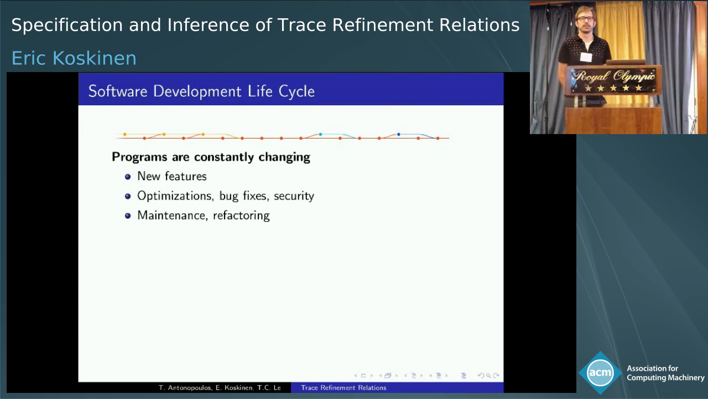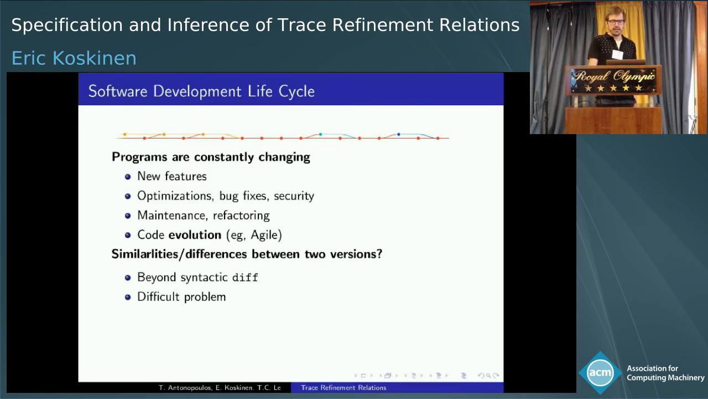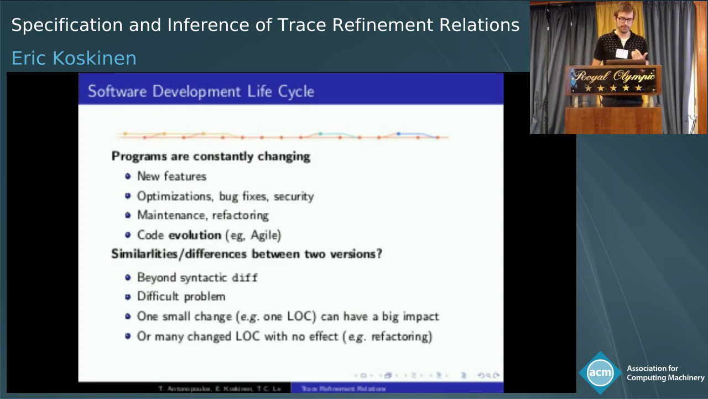So programs are constantly changing. There are new features being added, optimizations, bug fixes, but also maintenance and refactoring. And really we can think of code these days as being an evolutionary process as inspired by the agile approach. And so it becomes important to be able to reason about the differences between two versions of a program. And we'd like to go beyond the syntactic level of diff, but of course this is a very difficult problem.